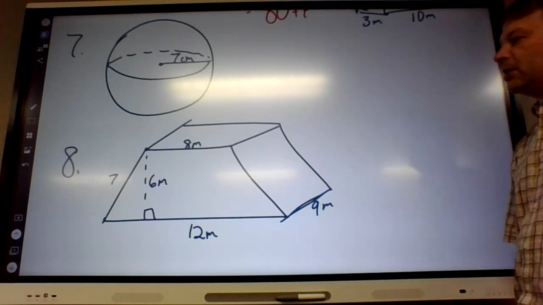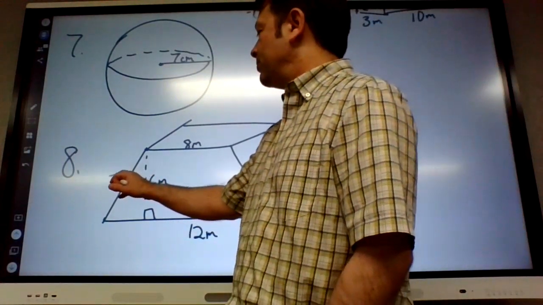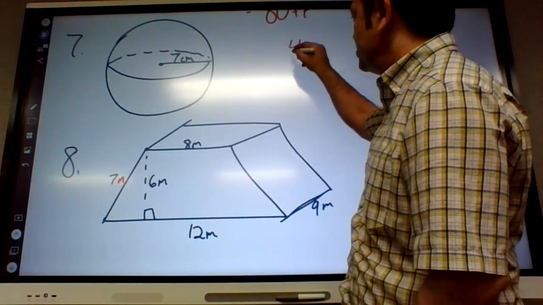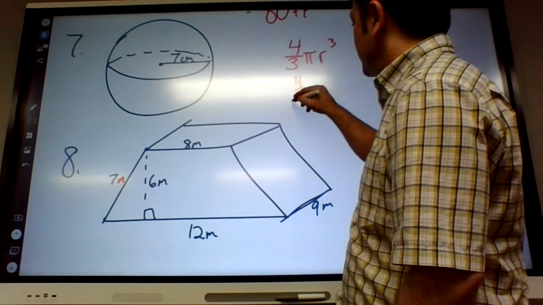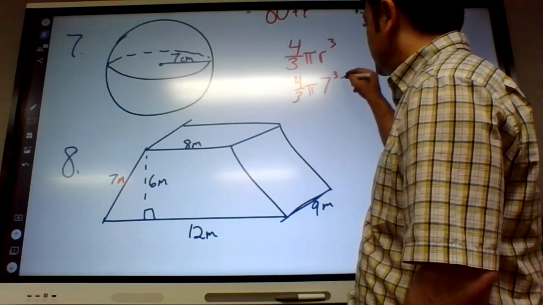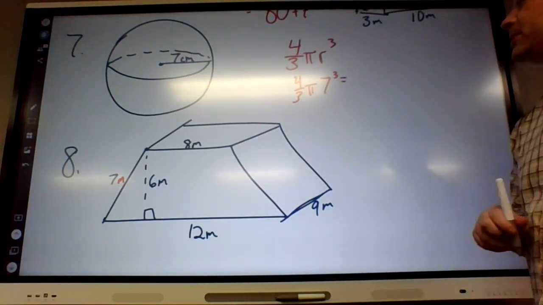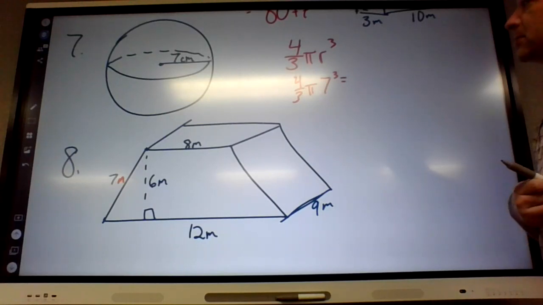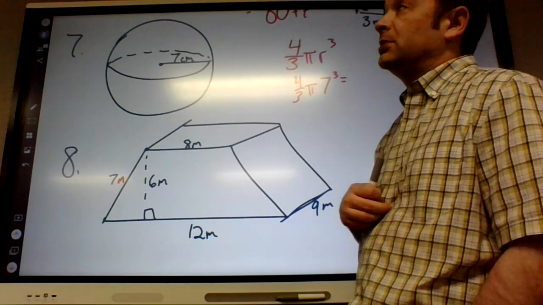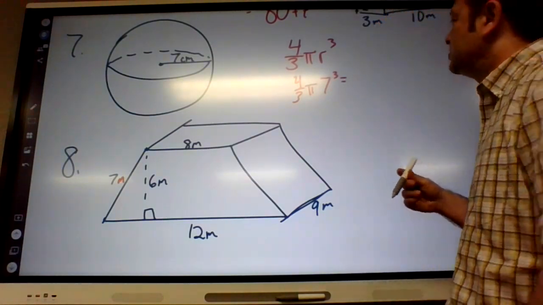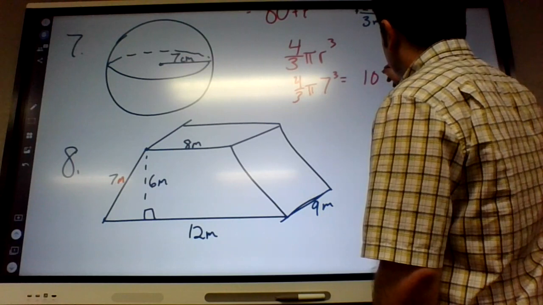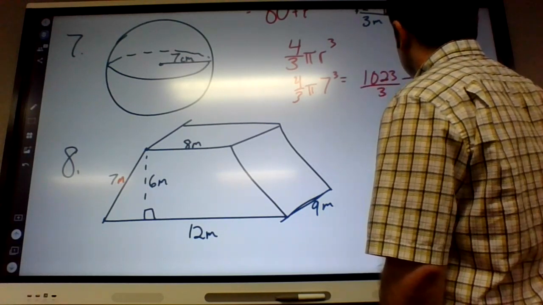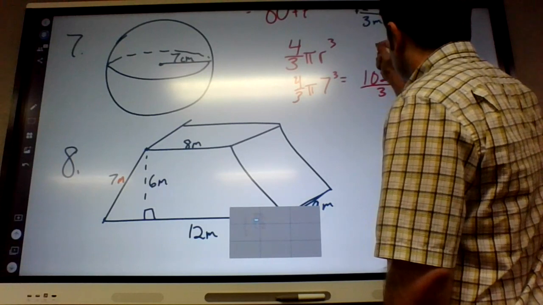Okay, so for spheres, 4 over 3 times pi times 7 cubed. Alright, pretty straightforward. 4/3 pi r cubed. So let's see, what did that come out to? 343 times 3. 909 plus 120. Was it 1023 over 3? 1,372 over 3. 1,436.8.